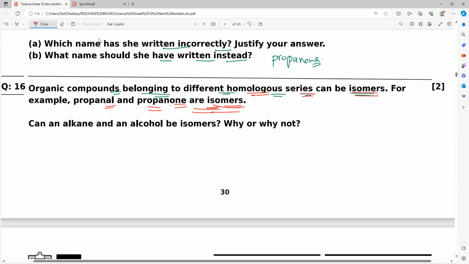But now the question is, can an alkane and an alcohol be isomers? Why or why not? They're asking. So alkanes are purely hydrocarbons. So hydrocarbons contain only what?